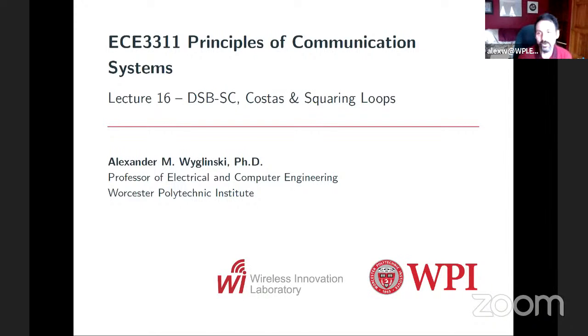So the Costas loop and squaring loop are structured a little bit differently, and we're going to go through a bit about how they are implemented. Today's lecture is going to be a smorgasbord of a modulation scheme followed by detection schemes using Costas and/or squaring loops. So let's jump into this.